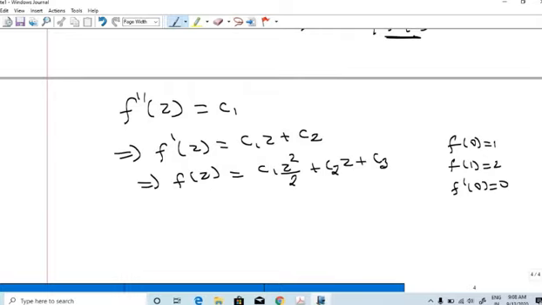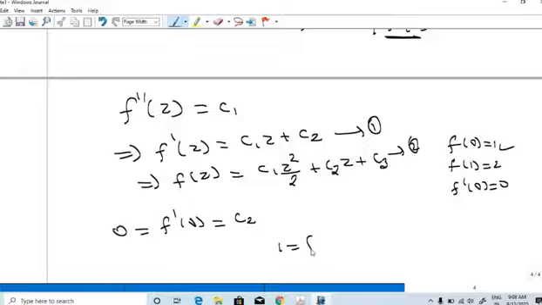Now look at this, maybe we call them the first equation and the second equation. In the first equation, substitute z equal to 0, we get f dash of 0, which is nothing but 0. Substituting z equal to 0 gives C2, so C2 should be 0. Now in the second equation, substitute z equal to 0: 1 equals f of 0, and we get C3. Therefore C3 should be 1. Now substitute f of 1, which is nothing but 2.